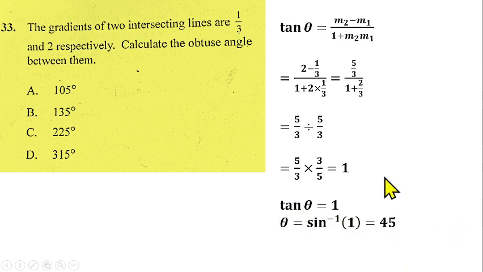So the angle between them is 45, but we are looking for obtuse angles. An obtuse angle is greater than 90 but less than 180. So that means you need to remove this angle from 180 degrees, and that should give us 135 degrees as the obtuse angle. So option B is the correct option for question number 33.